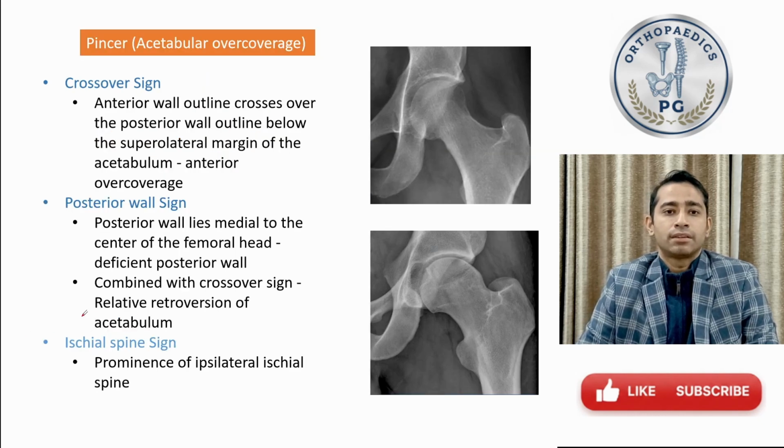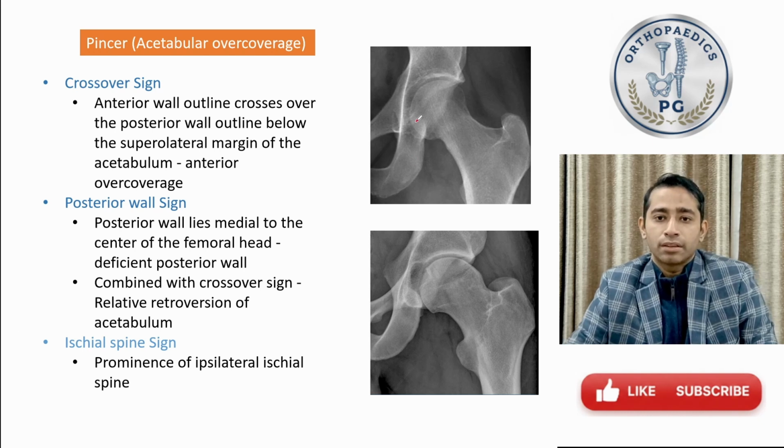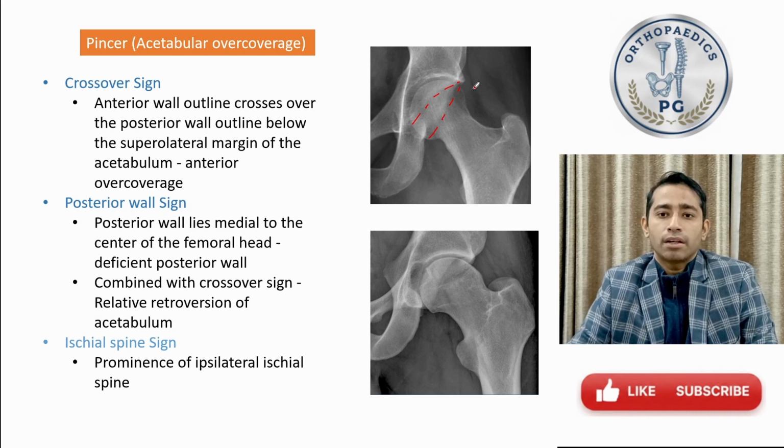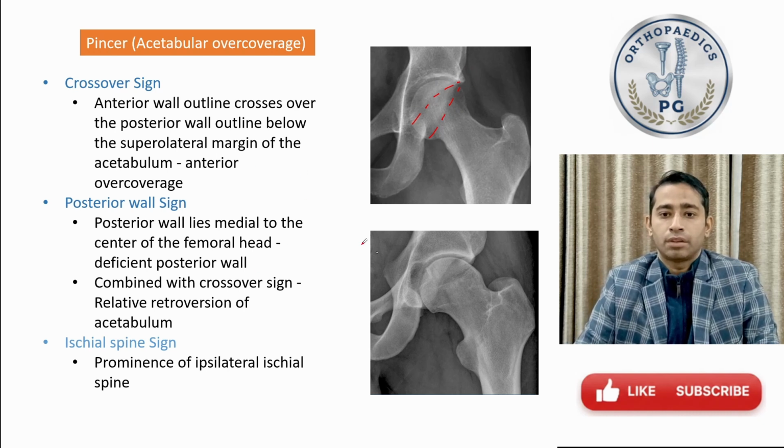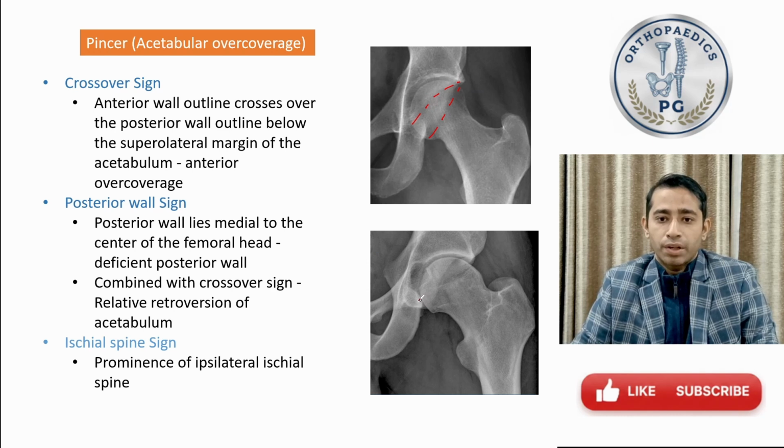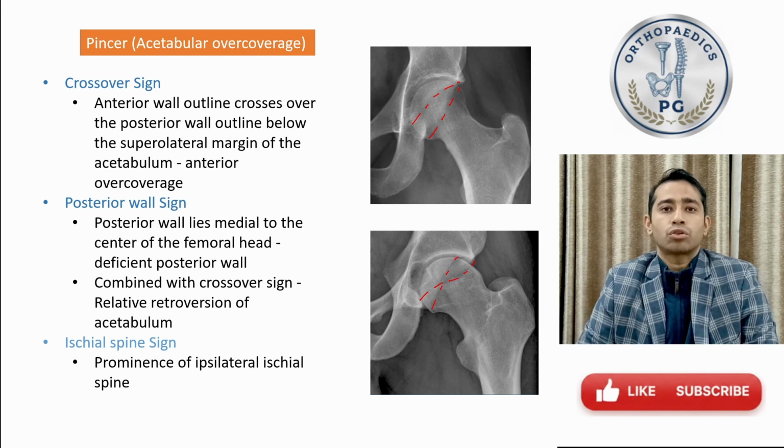Next, let us see the findings in Pincer type of impingement or acetabular overcoverage. So let us see the signs of a localized overcoverage. The first sign is the crossover sign. So what is the crossover sign? In a normal AP X-ray, the anterior wall and the posterior wall converge in the supralateral portion of the acetabulum. When there is an anterior overcoverage, the anterior wall crosses in front of the posterior wall in the supralateral part. This is known as the crossover sign.